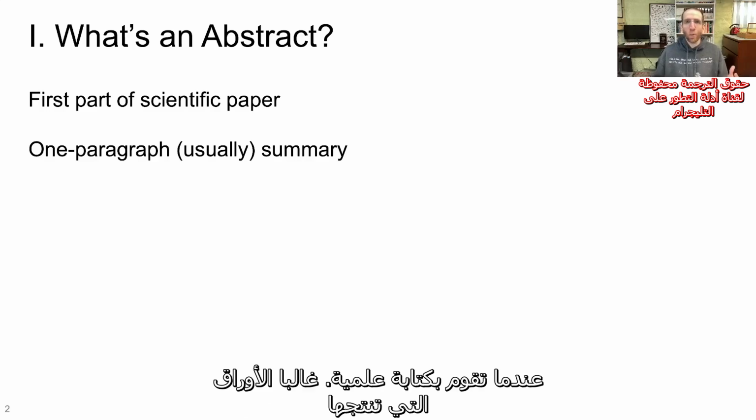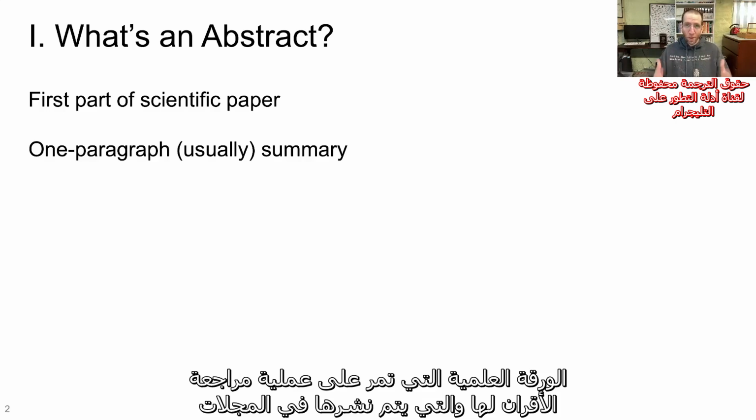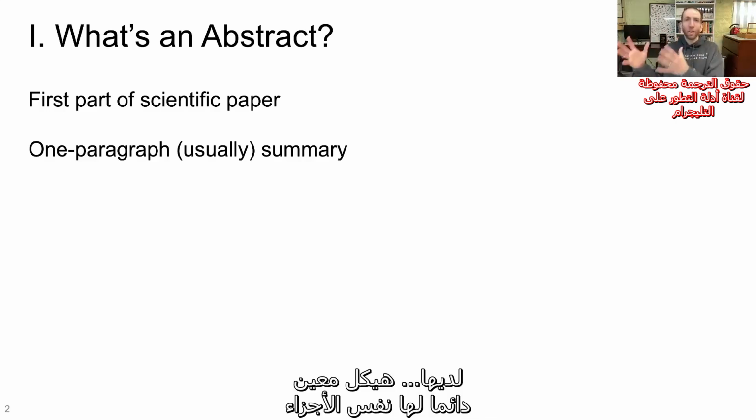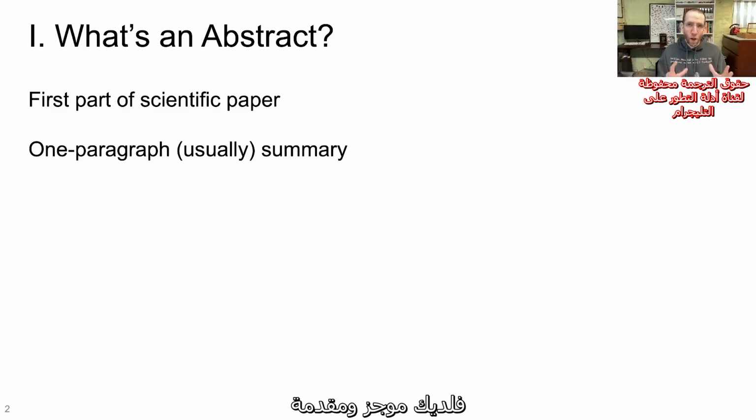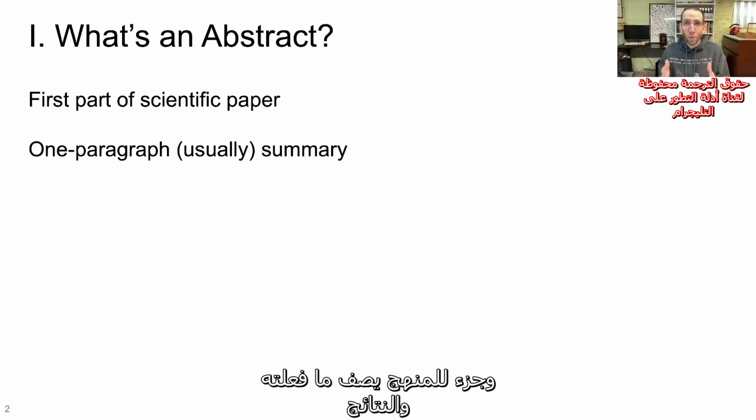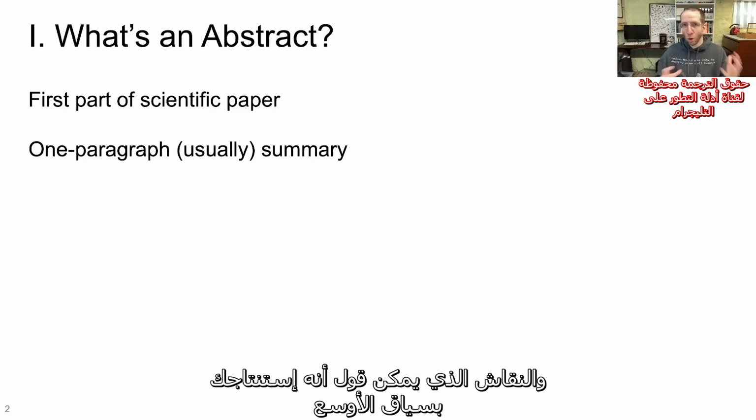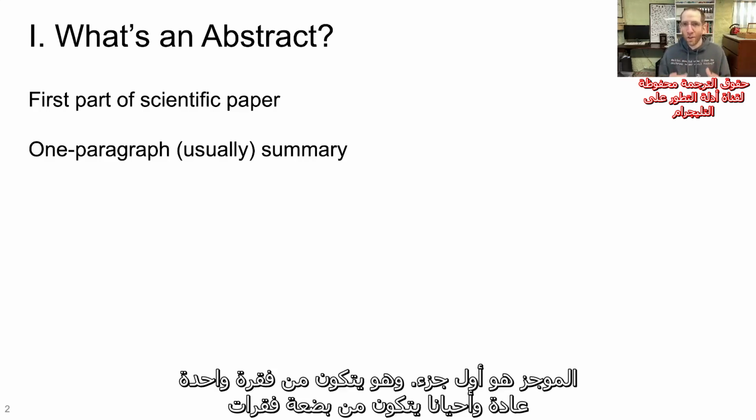When you're doing scientific writing, typically the research papers that go through the peer review process and get published in journals have a set structure, right? They always have the same parts. So you have an abstract, you have an introduction, a methods section where you describe what you did, the results, and the discussion, which is kind of your conclusion in the broader context. The abstract is the very first part.